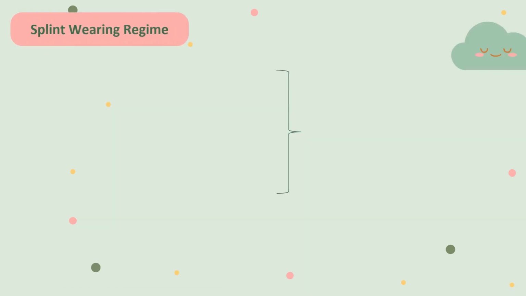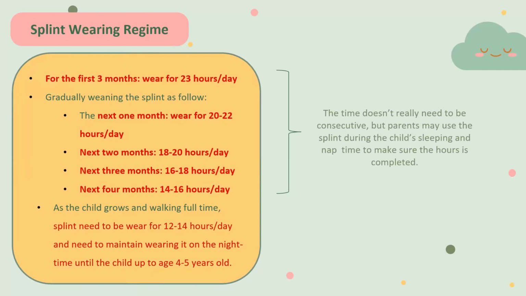For the splint wearing regime, the child needs to wear the splint for 23 hours per day for the first 3 months, then they can gradually reduce the time as follows. As the child grows and is walking full-time, they still need to wear the splint for 12 to 14 hours per day and maintain wearing it at night time until they reach age 4 to 5 years old.